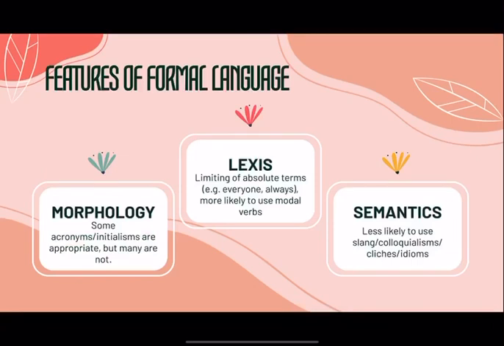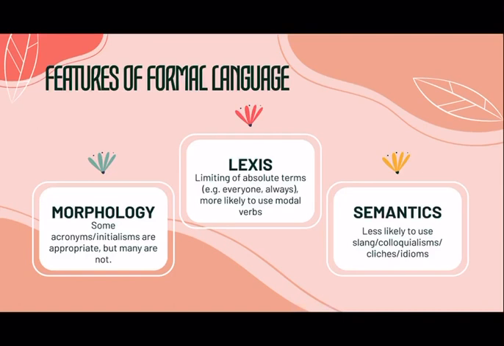Okay, so these are some of the features of formal language. In morphology, some acronyms and initialisms are appropriate, but many aren't. So it really depends on the context, depends on what you're talking about. For example, in science, you might have some initialisms that are relevant, like DNA. But you also might have plenty of acronyms or initialisms that are not okay. So it depends on the context and it depends on what the acronym or initialism is.